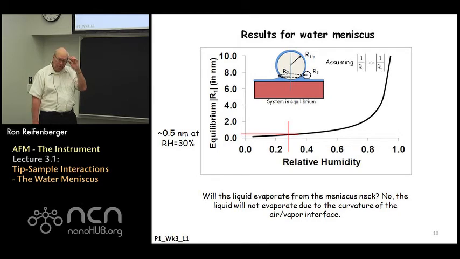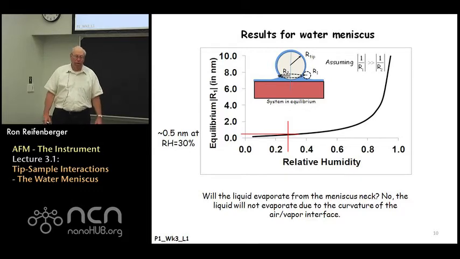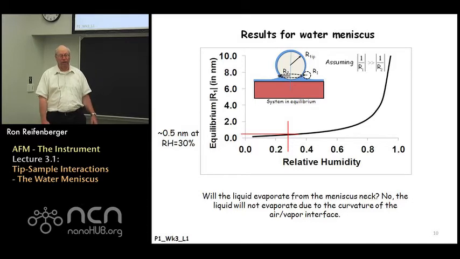You can see that the curvature of that water meniscus ranges from a very small number at 0% relative humidity. It starts to approach 10 nanometers as the relative humidity gets high. And at 30% relative humidity, which is sort of our benchmark number, we find that the radius R1 is on the order of half a nanometer. So it's comparable to the thickness of the water layer itself. This is just a back of the envelope calculation to give you a feel for these numbers.